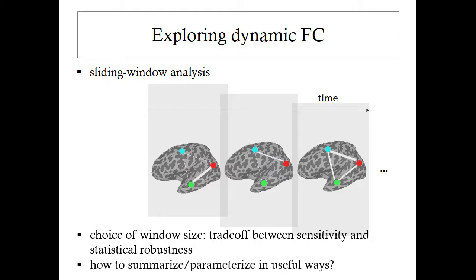Another issue when we start to open this time dimension with sliding window or with any other type of analysis is we're opening up this now much larger space of features. And so how can we deal with this information? How can we summarize or parameterize it in useful ways?